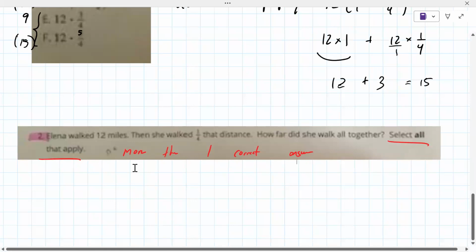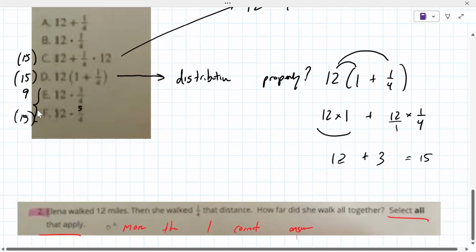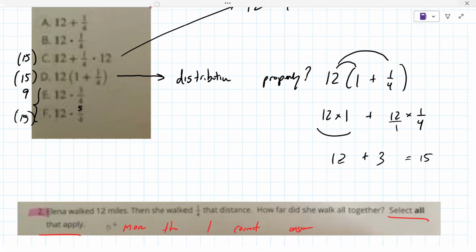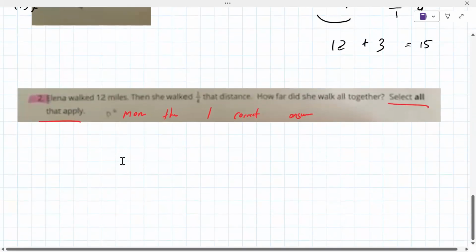Now, as a test taking strategy thing, you see how C, D, and F are all the same result? It's probably C, D, and F without us doing any work. That's just a side point. That's probably the answer, but we don't know for sure, because it's more than those. We didn't do B. B is 12 times a fourth, that's 3. And then A is just a random fraction, 12 and a fourth. Okay. So it's probably C, D, and F, but let's take a look at the scenario.